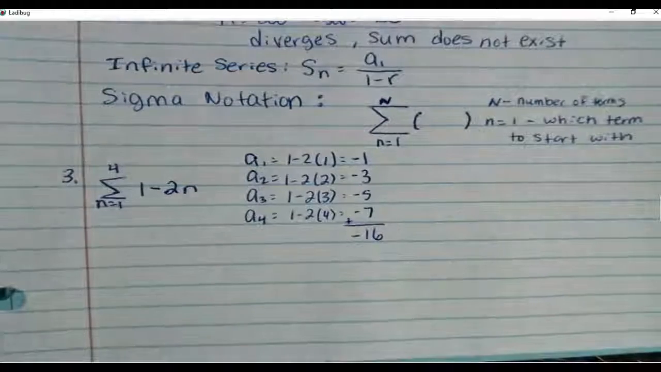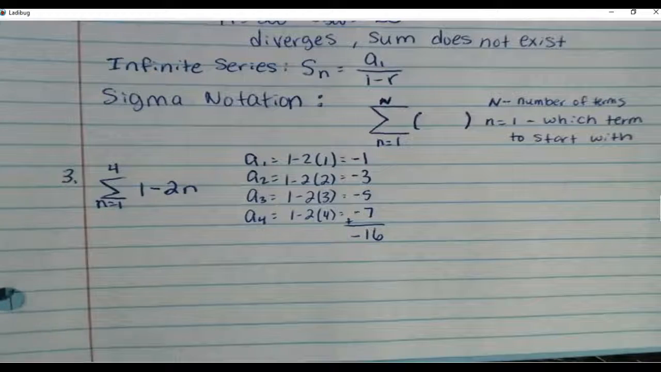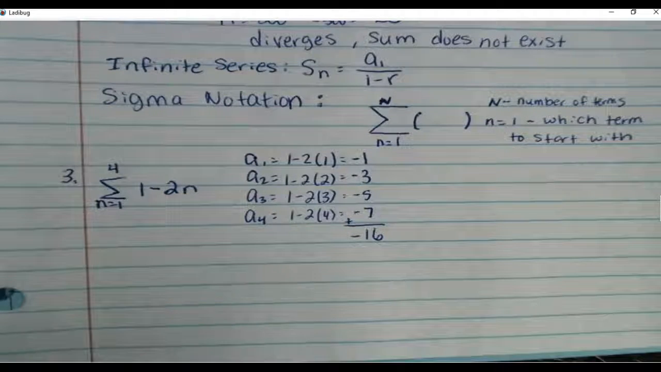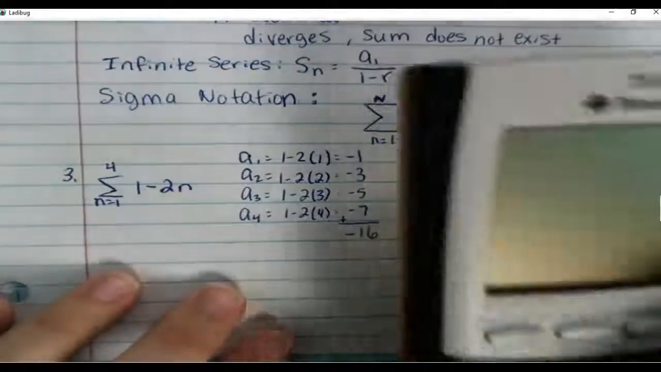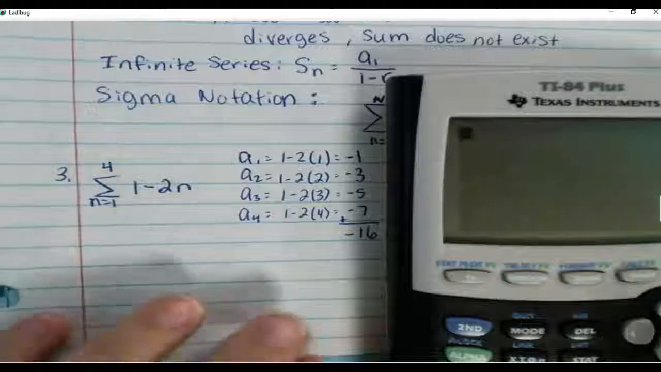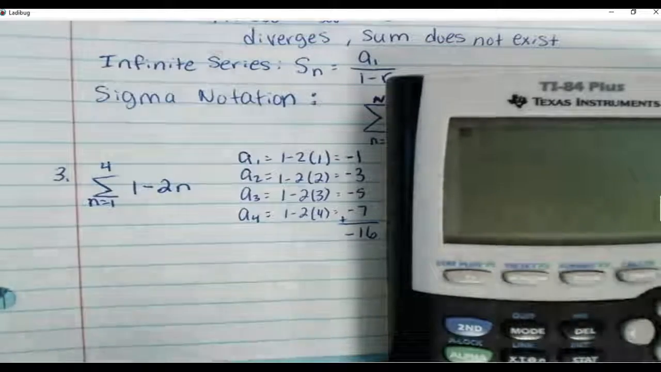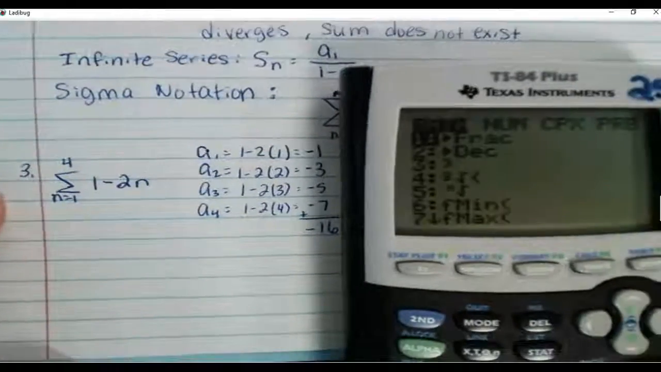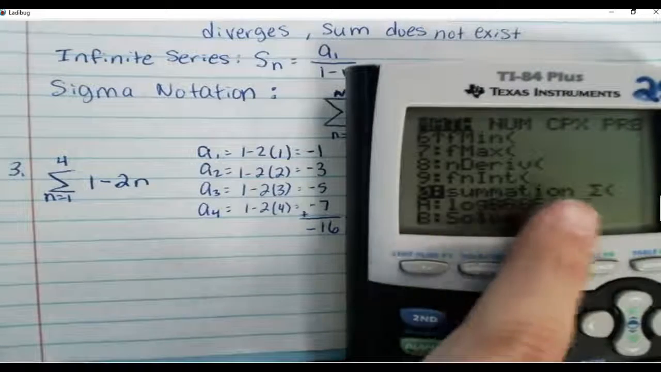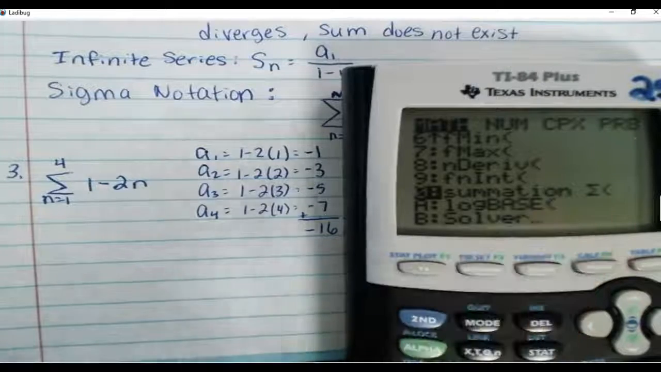So for this one, that's not that bad. We just wanted 4 terms. But what if we want the sum of 50 terms or the sum of 100 terms? I don't want to list them all out. But we don't have to because we have our best friend, the TI-84 Plus, and he can do this for us. So let's do it. What you want to do is go to Math, go to the bottom, and we want number 0. It says summation, and it's got the little sigma.